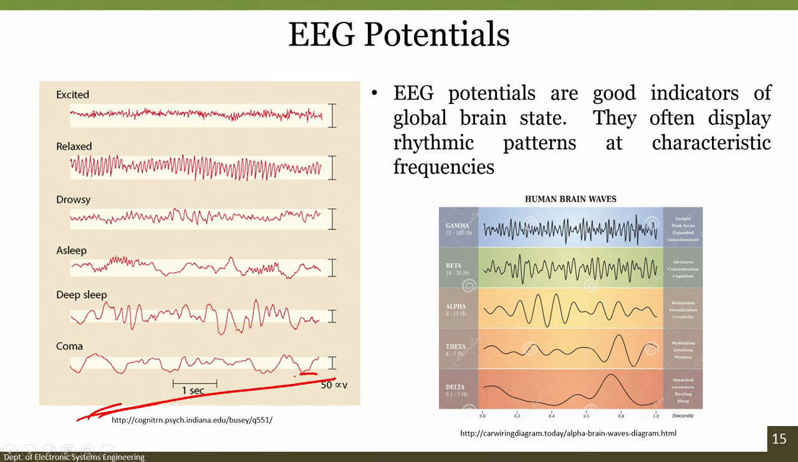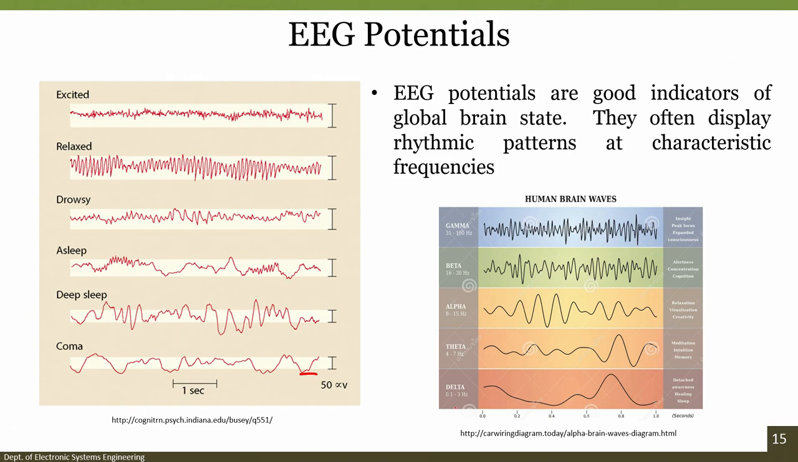So the point is that EEG signals are extremely important to understand the state of mind. And again, when you are talking about human brain waves, like we have discussed, gamma is generally 31 to 100, beta is 16 to 30, alpha is 8 to 15, theta is 4 to 7, delta is from 0.1 to 3 hertz. And each has its own functions, or shows a particular state of the brain.